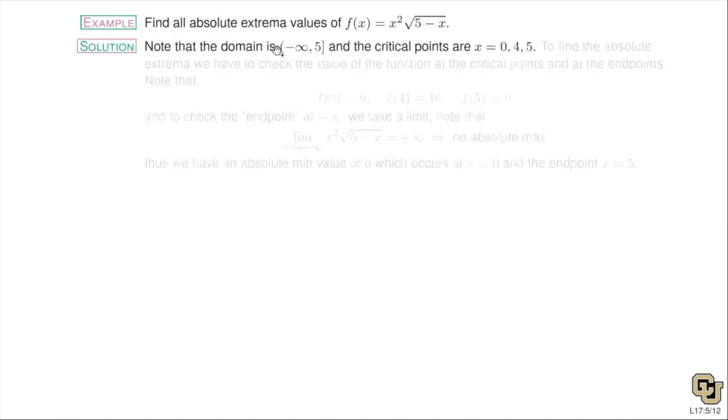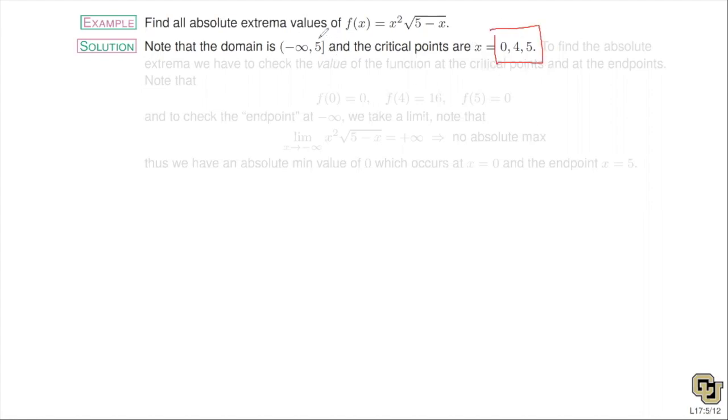Here, the domain is negative infinity to 5. Your slide may not have this negative here. I found that there was a typo. I forgot to put that minus sign in, so I fixed it, and I'll of course re-upload these. My apologies. So what I want to do is check the value of the function at the critical points 0, 4, and 5, which we found on the previous slide.